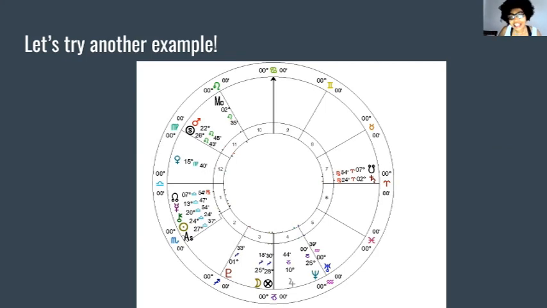Okay, here is another example chart. So let's start off by looking at the ascendant. And when looking at this chart, again, something that sticks out at you is how much is going on in that first house, right? Not everything is conjunct the degree of the ascendant, but it's all in the first house. So again, something to do with identity this year.